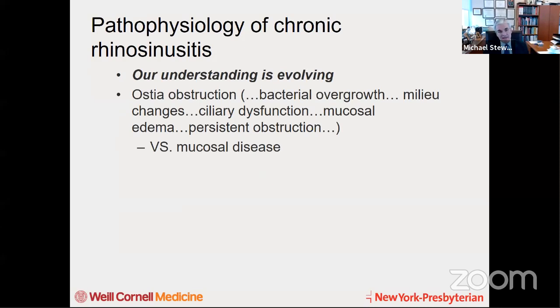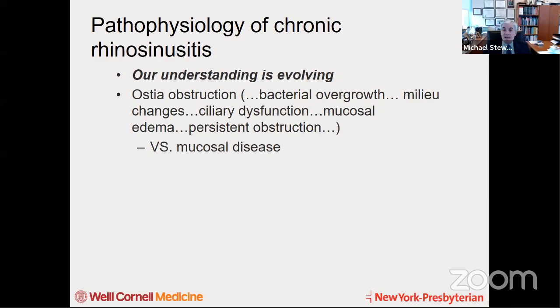So our understanding of chronic rhinosinusitis is really evolving. And we believed for many years that the vast majority of patients with chronic sinusitis actually simply had a prolonged case of acute sinusitis. So what happened was, you got ostial obstruction, which caused bacterial overgrowth inside the sinus. That changed the milieu, the environment inside the sinus, which caused ciliary dysfunction, which caused swelling, which caused obstruction, which kept the bacteria growing, and you got in this cycle. And if it lasted for more than 8 or 12 weeks, that was chronic rhinosinusitis.